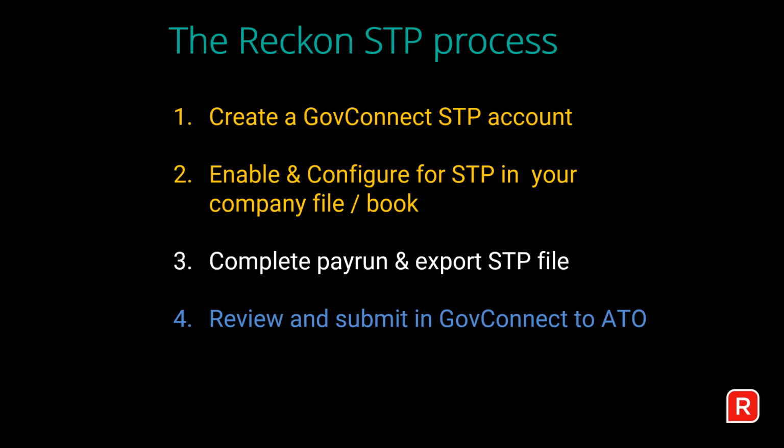I will go through each step in more detail, but I just wanted to let you know the overall picture. The first 2 steps are just setting yourself up for STP. Once you have that all set up, moving forward, all you need to do is complete the pay run as you need to, export the file, and then review and submit that STP file in GovConnect to the ATO. So this is just an overall process so that you can understand the full picture of how the Reckon STP process works.